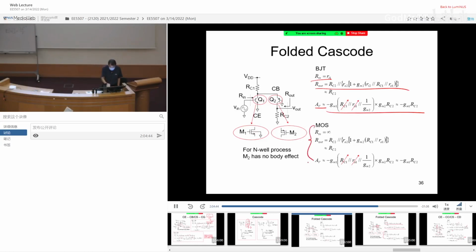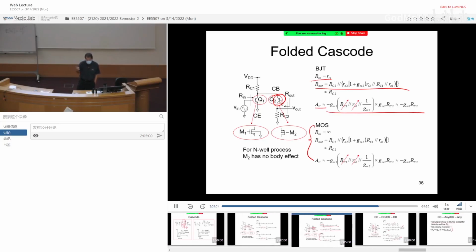So MOSFET, also the same thing. And if you are worried about PMOS, you don't have to worry about PMOS. PMOS, there is no body effect because there is N-well. Now, if you are worried about NMOS, there is body effect, you can use twin-well process. Now, like I say, nobody is perfect. What is the problem with folded cascode?